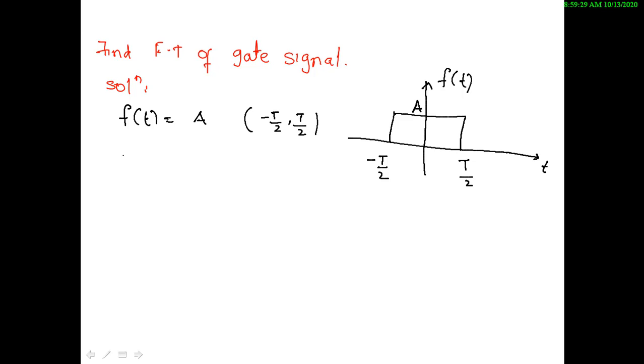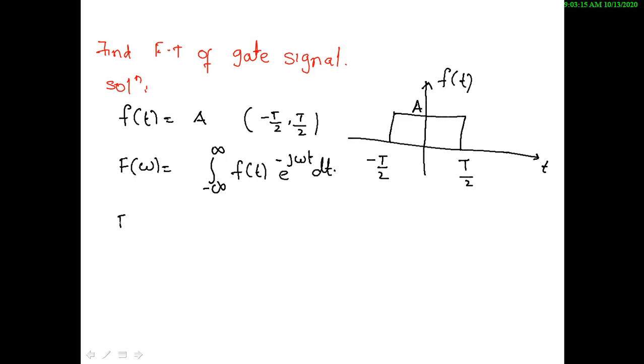Now we have the formula for the Fourier transform. Our formula is: the Fourier transform F of omega is nothing but the integration over the limits minus infinity to infinity of the function f of t e power minus j omega t dt. This is our formula. Now let us put in the formula.